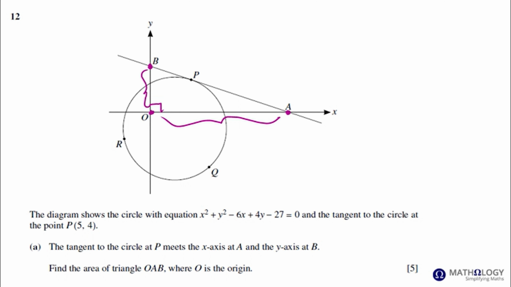So to find the equation of a tangent, which is a straight line, the general equation of a straight line is y equals mx plus c. We need to know the gradient of the line, so we need to know the gradient of the tangent, and we need to know one point that lies on the line.